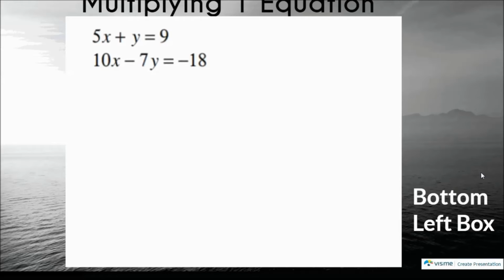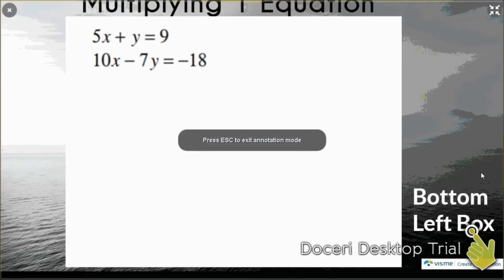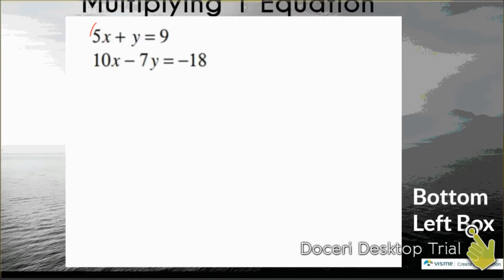We're going to take, kind of like the distributive property here, and we're going to multiply this entire top equation, every single number, by 2. Okay? Now when we do this, we're going to write our answer down below. So there's going to be a little bit of organization to this. You got to make sure we follow along.